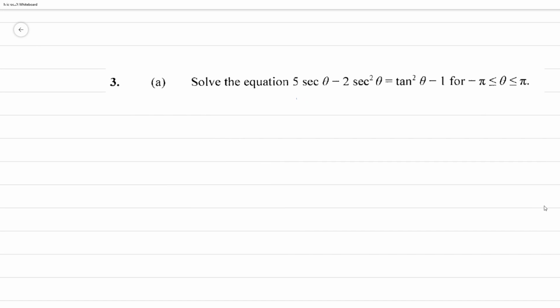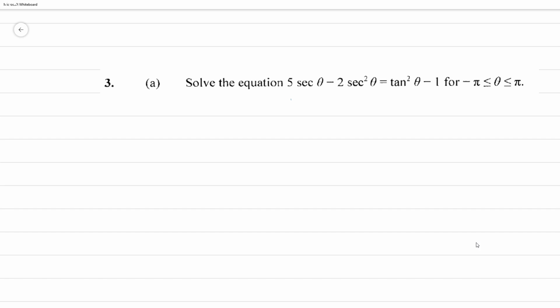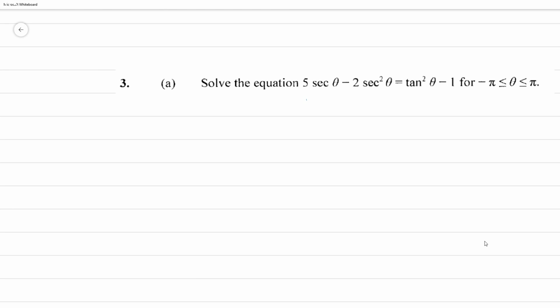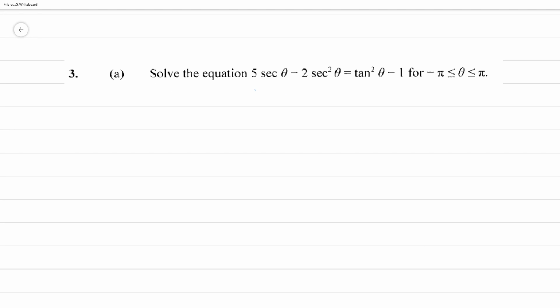Number 3 is on trigs. We are asked to solve the equation 5 sec theta minus 2 sec squared theta is equal to tan squared theta minus 1, between minus pi and pi. Well, let's get started.